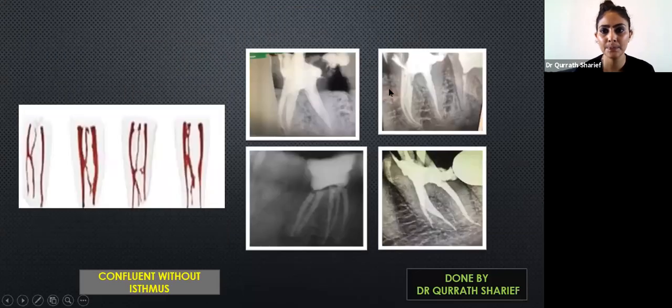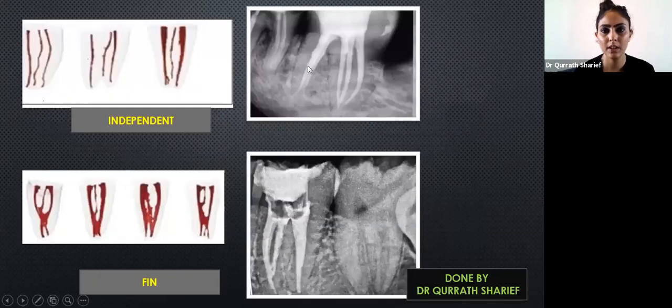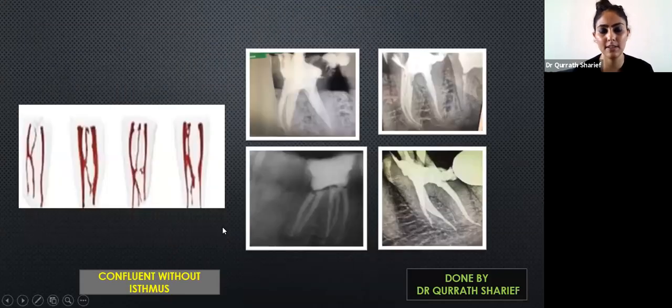If you can see in this, these are independent canals. The middle mesial canal is independent. If you see the fin, the mesiobuccal, the middle mesial, and the mesiolingual, these are fused and finally going into one. So these are called fins.